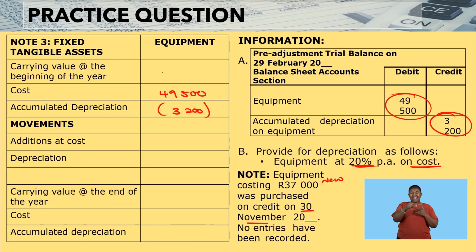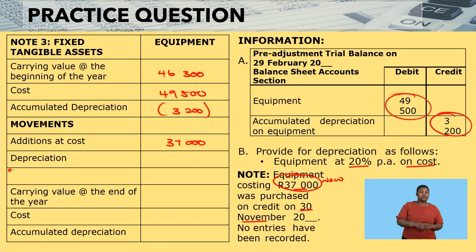And my carrying value therefore becomes 46,300. Additions. Do I have any additions? Yes, 37,000. My additions become 37,000. When you are now calculating your depreciation, it is important to consider that you have the old, and you also have the new.